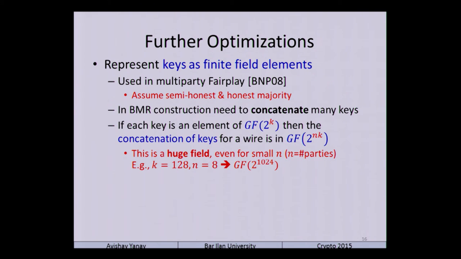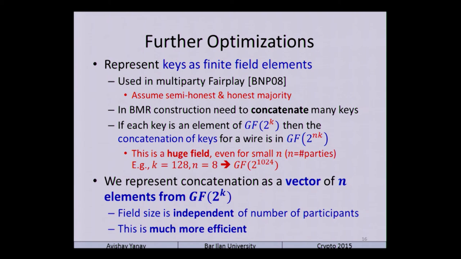As you remember, the parties in the BMR garbled circuit construction needed to use a concatenation of the random keys that they obtained. So if one key is an element from a field of size 2^k, then a concatenation of n keys would result in an element of a field of size 2^(nk). This may result in a huge field size. For example, if we use a security parameter of 128 and we have 8 participants in our protocol, this would result in a field of size 2^1024, which is really huge.